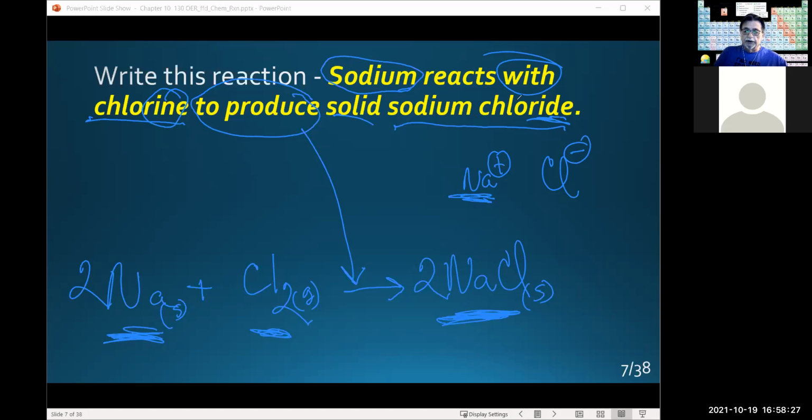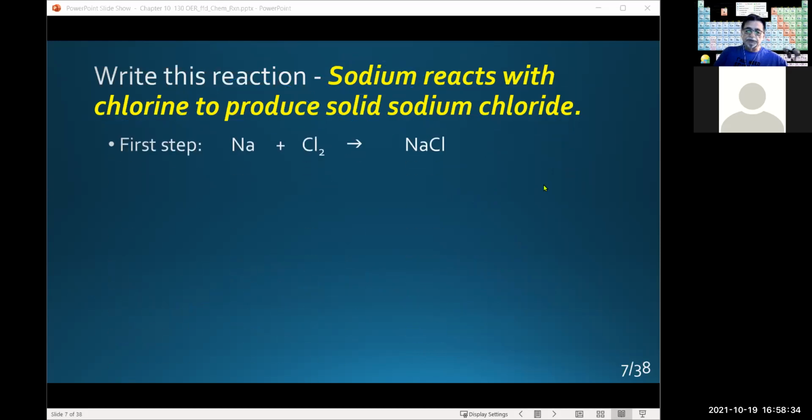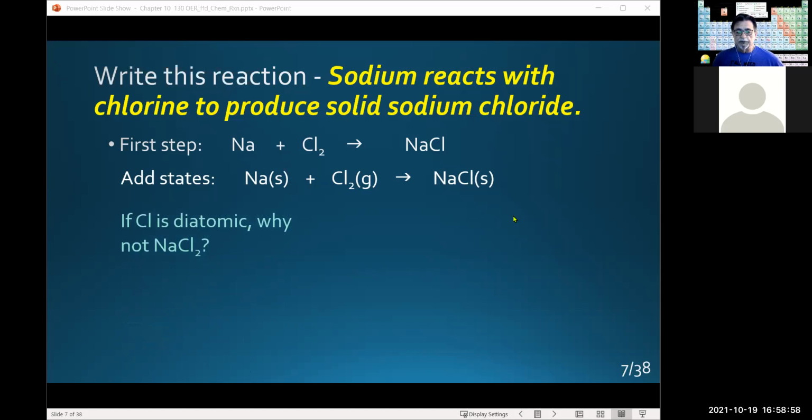Now let's clean it up a little bit so you can see it in proper setup. So the first step is to write down the elements that we were given based on the words. Okay. Then we added the physical states based on our knowledge of solid, liquid, gas. And if it's an aqueous solution, they definitely will tell you. It will tell you aqueous, so you can use aq if this was aqueous.